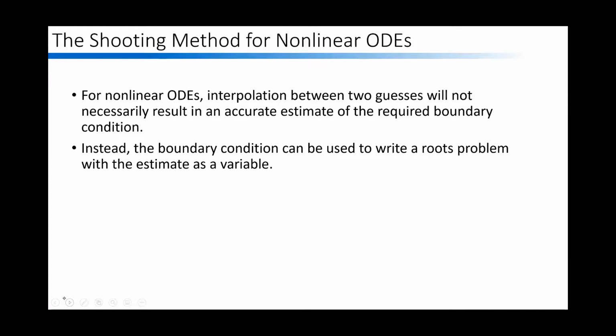Now, solving these problems was a little bit easier, simplified, because we had that linear dependence, right? I could use linear interpolation to interpolate my solution and hit that endpoint. What's going to happen if I have nonlinear equations? I can't guarantee that I can perfectly linearly interpolate between those two. Instead, we need to turn this into a root finding method.